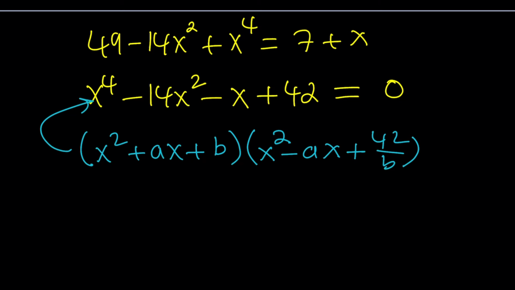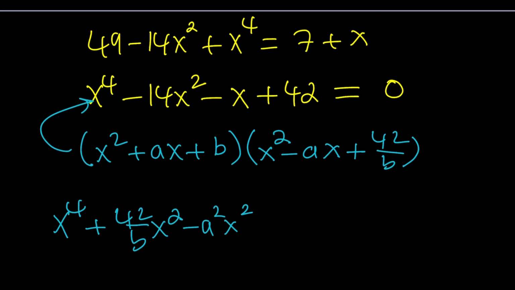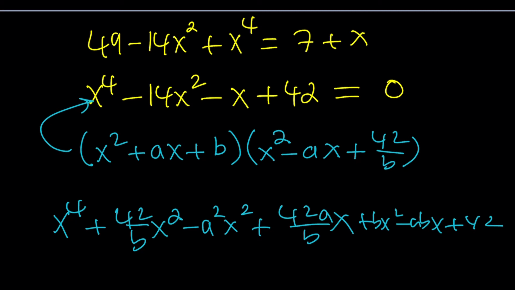Let's see how that goes by distributing: x to the fourth, and then plus 42 over b times x squared. That's going to be that. You don't need to worry about the x cubed term because that's going to cancel out anyways. Minus a squared x squared plus 42a over b times x. And then finally bx squared minus abx plus 42. This 42 doesn't matter because that's the constant.